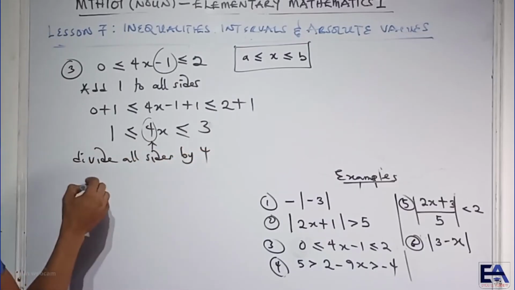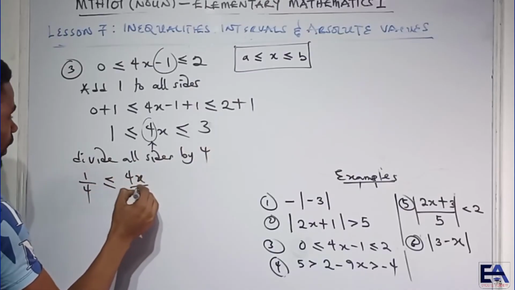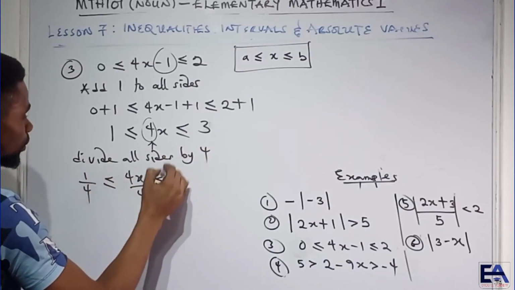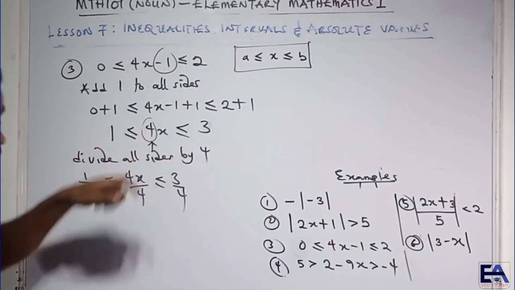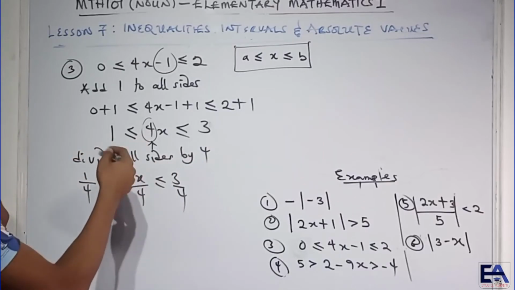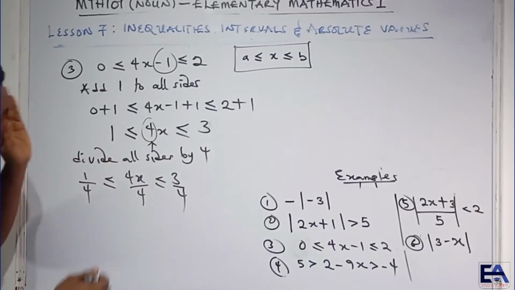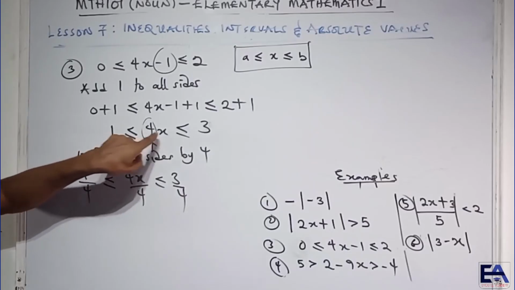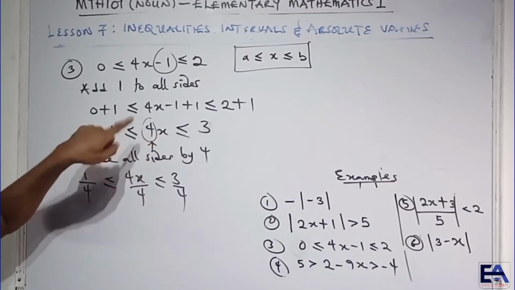So that will be 1 divided by 4, less than or equal to 4x divided by 4, less than or equal to 3 divided by 4. I divide all sides by 4 because I want to remove this 4. If the number there was 2, then I will divide all sides by 2. And why am I using division? I'm using division because the relationship between 4 and x is multiplication, and it's only division that can make that 4 disappear.